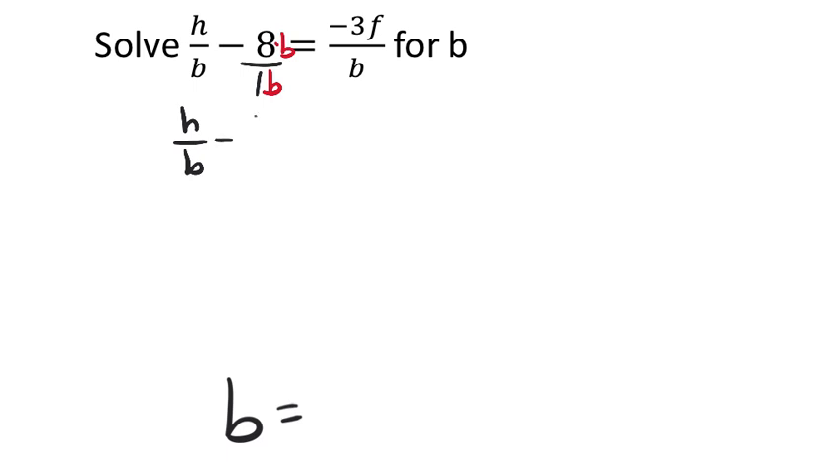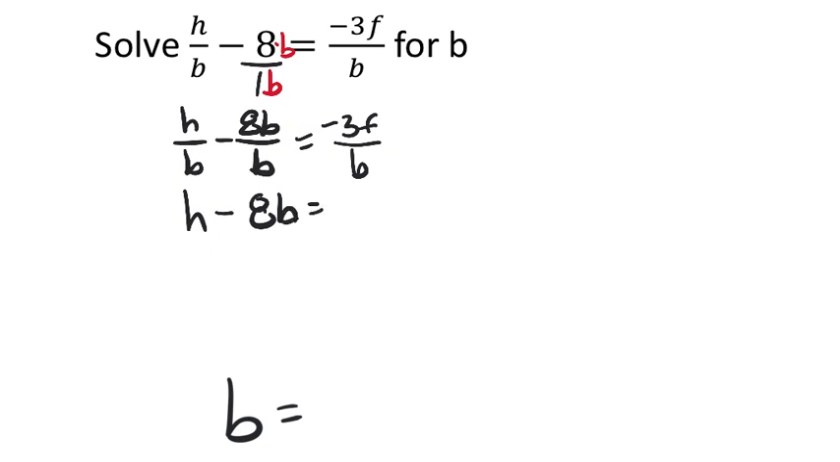H over B minus 8B over B equals negative 3F over B, right? But now that we have all common denominators, I can get rid of them. So I can now show this equation as just H minus 8B equals negative 3F.